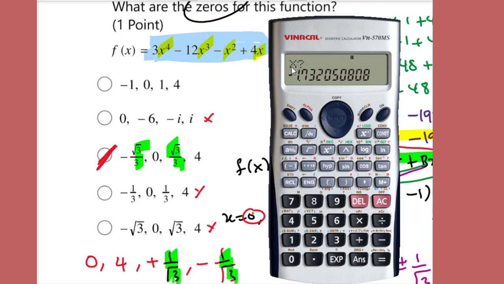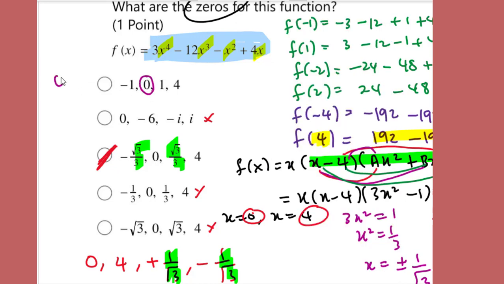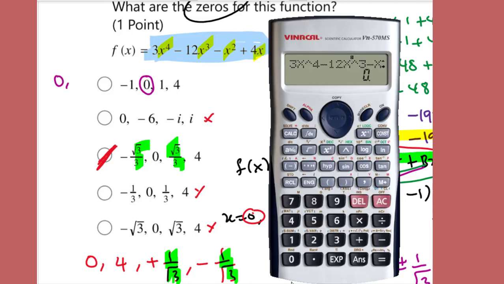The calculator asks for x, so key in the value for x. Let's say you want to test by trial and error, negative 1. Negative 1 equals 10, so negative 1 is not a zero. Try 0. Calculate 0, and we can say that 0 is one of the zeros of the polynomial. Then calculate 1 again.